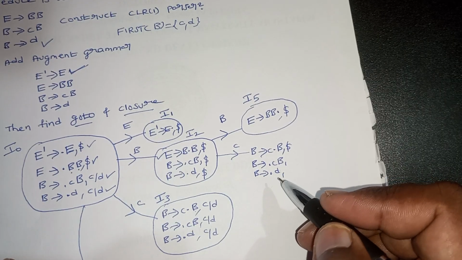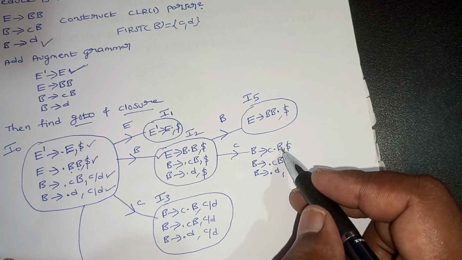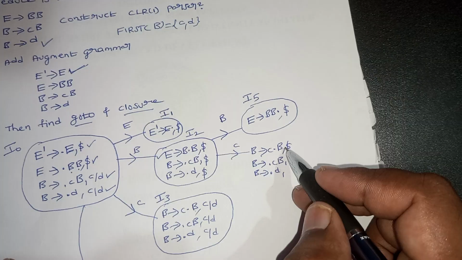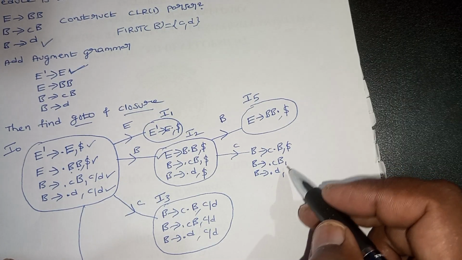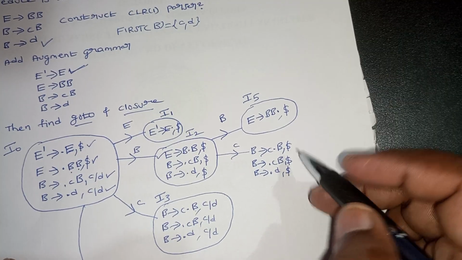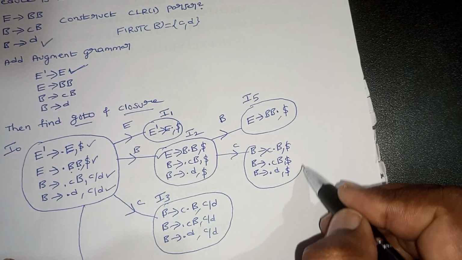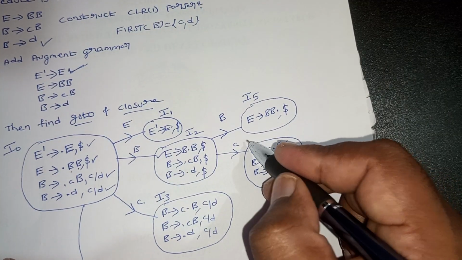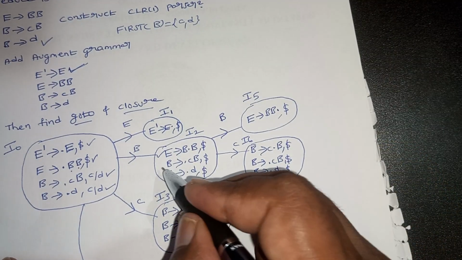Now tell me what lookahead symbols I have to add. After this variable B, I don't have any non-terminals. Then simply copy this here and here. So that is how to add lookahead symbols. Name it as I6. Now this is over.